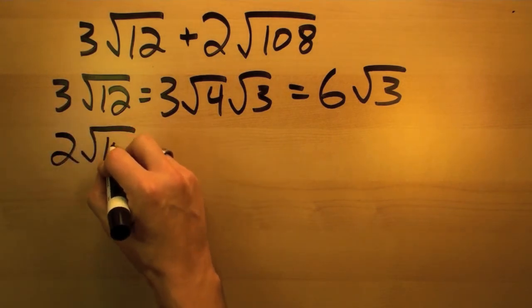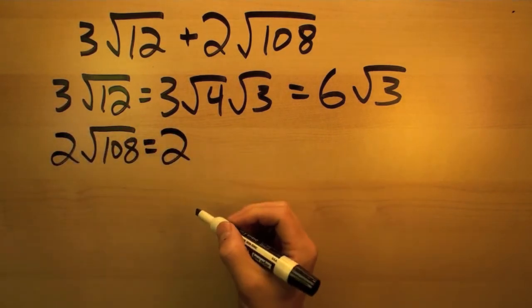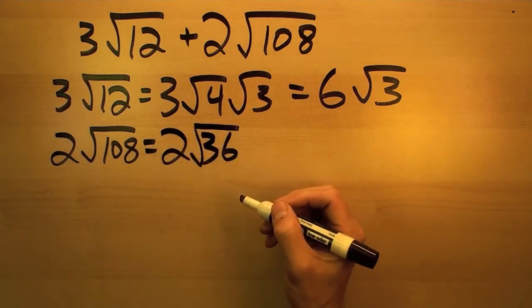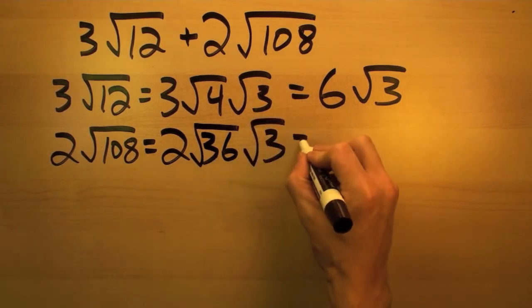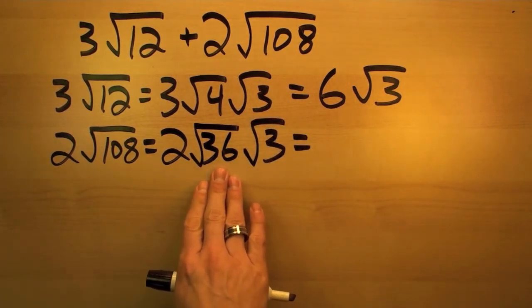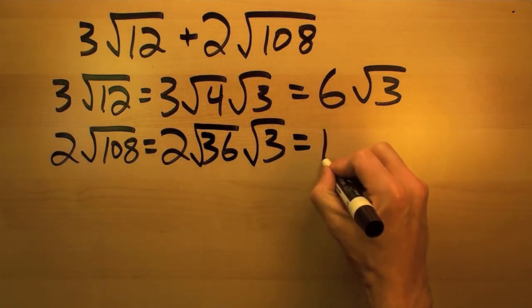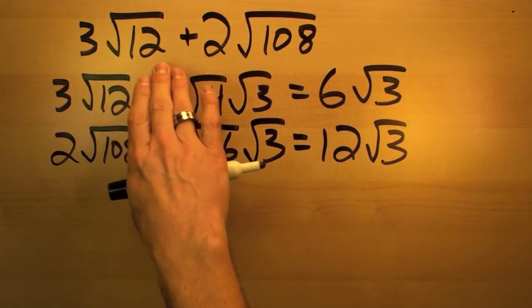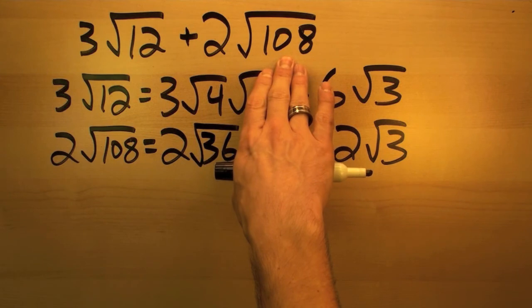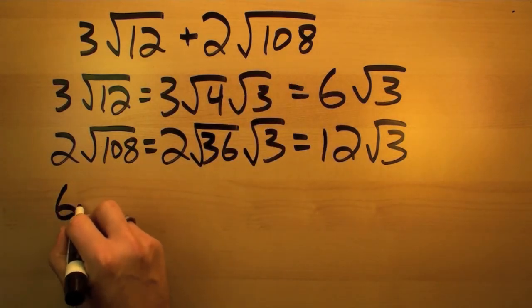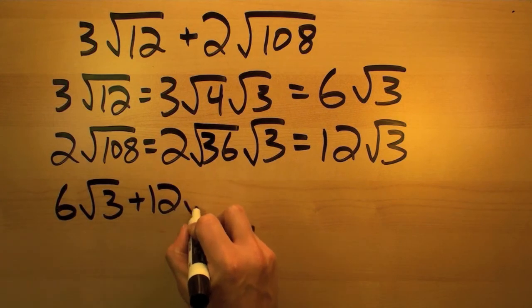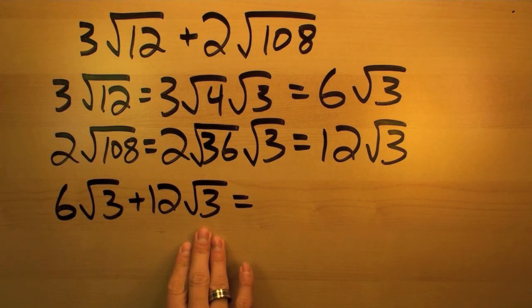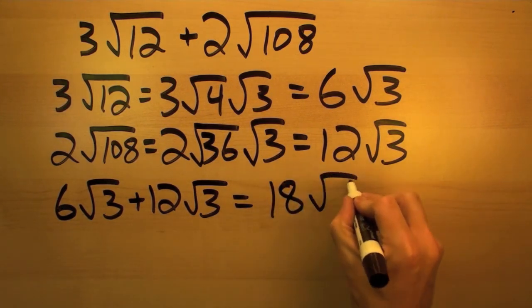2 times the square root of 108 becomes 2 times the square root of 36 times the square root of 3. The square root of 36 is 6, times 2 is 12, leaving us with 12 times the square root of 3. So 3 times the square root of 12 plus 2 times the square root of 108 can be written as 6 times the square root of 3 plus 12 times the square root of 3. And if we have 6 square roots of 3 and we have another 12 square roots of 3, then we have 18 square roots of 3.